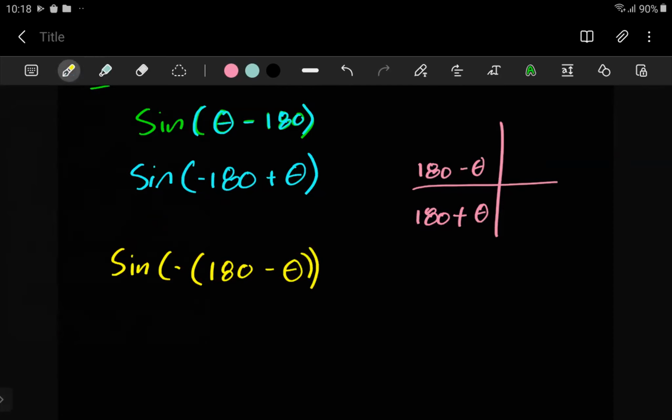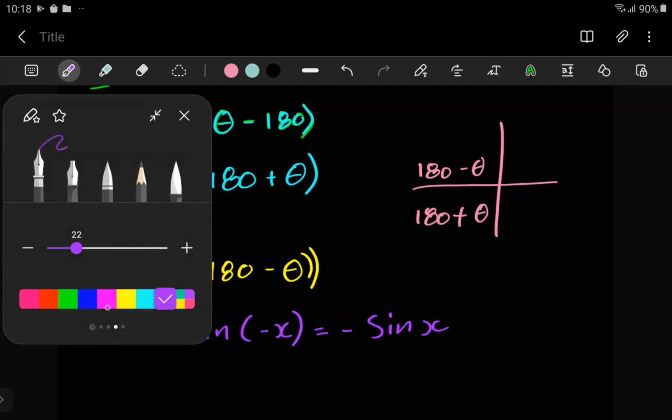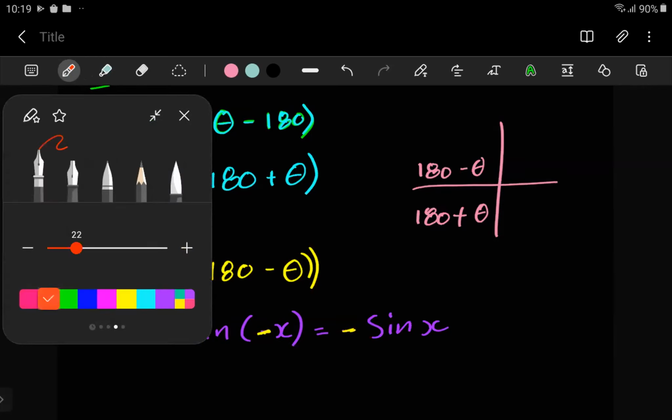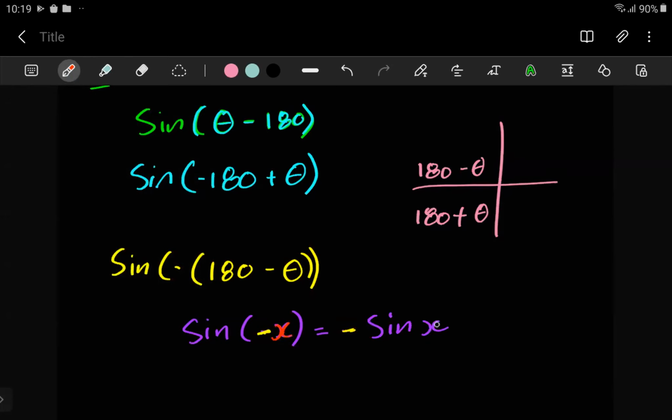Remember, our law says if you have sine with any angle, if it's a minus an angle, this is equal to minus sine of whatever that angle is. I'm just using x as a placeholder to highlight that if you have a minus in your bracket, you can write it out there, and whatever remains can be used for whatever you may want to use it for.